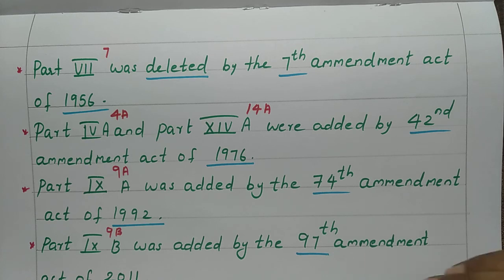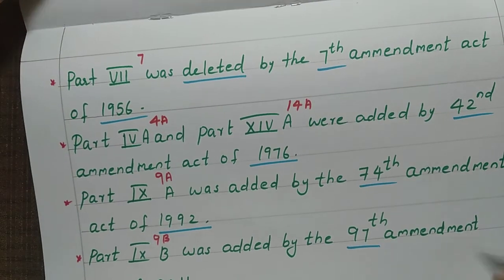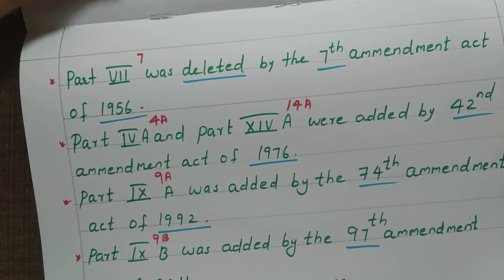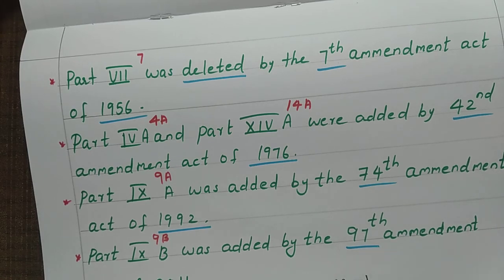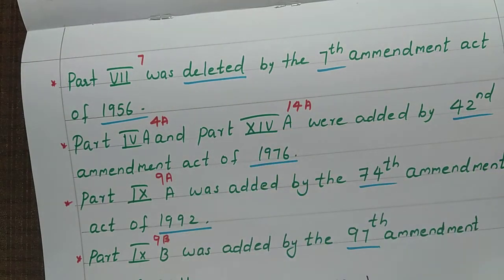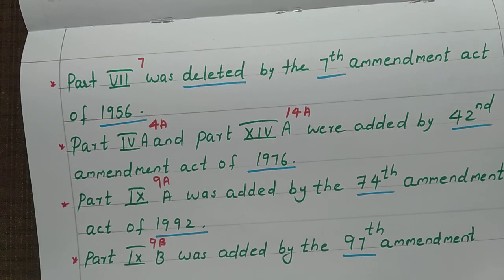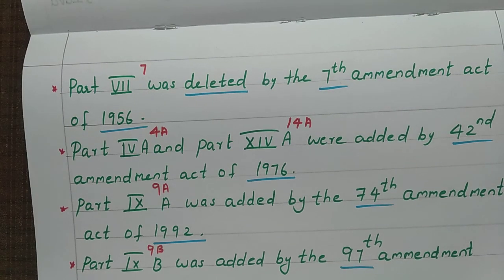So, a total of 25 parts are there. Before it was 22. Here I'll write. Before it was 22 and the 7th part was deleted, and again these 4A, 14A, 9A and 9B, these 4 parts were added. So 22 minus 1 is 21, and plus 4 is 25. Like that, now we have 25 parts.